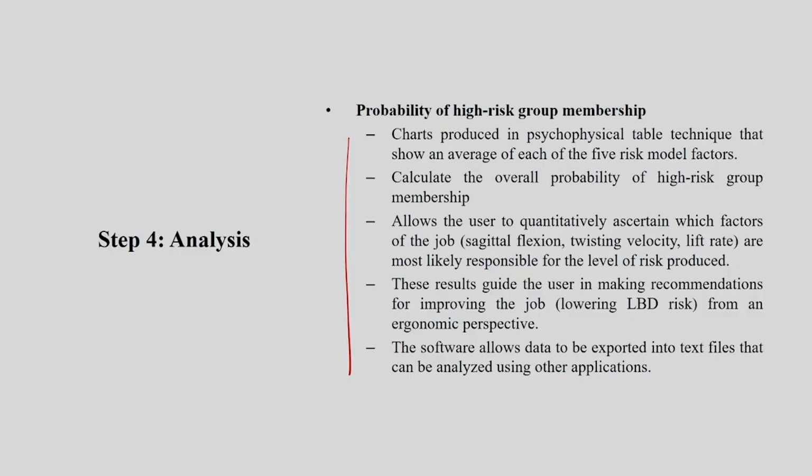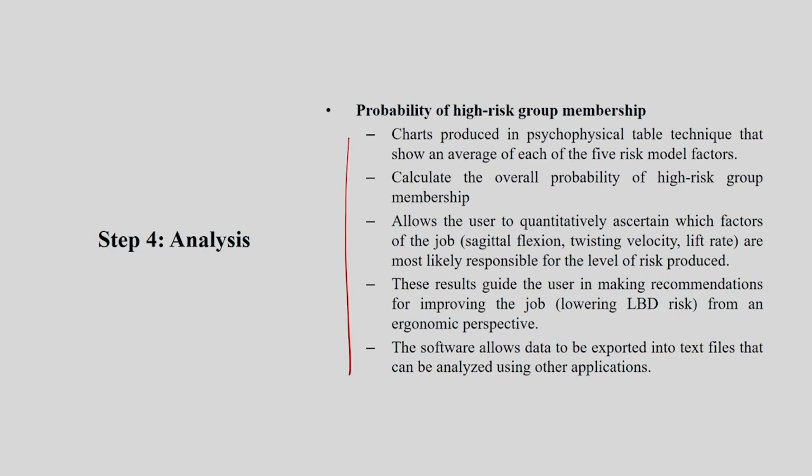It allows the user to quantitatively ascertain which factors of the job, is it sagittal flexion, is it twisting velocity, or is it the lift rate or anything else, which ones are most likely responsible for the level of risk produced while doing this particular job. So that is very important information that you are going to get. So this component of the analysis is very, very important. These results guide the user in making recommendations for improving the job from an ergonomic perspective.